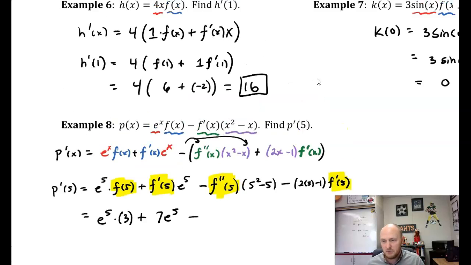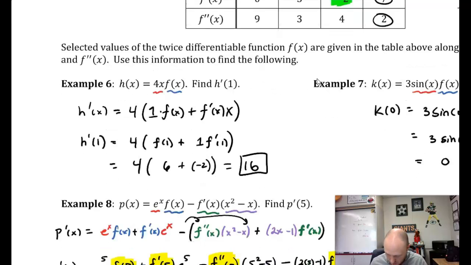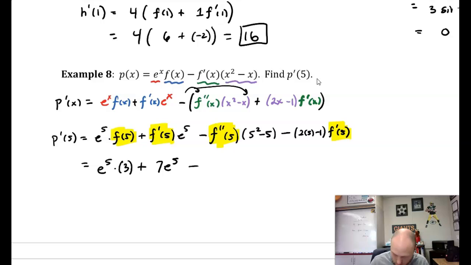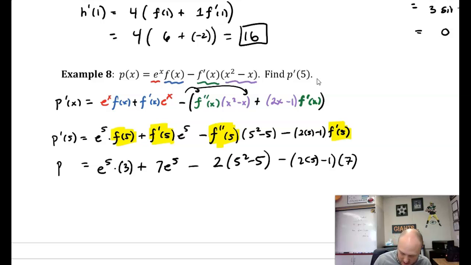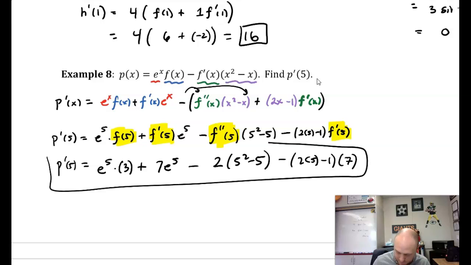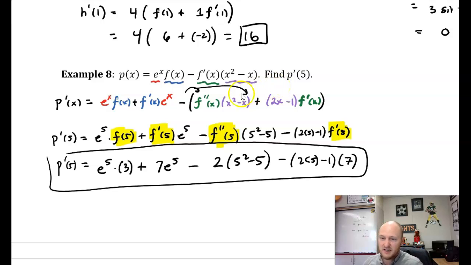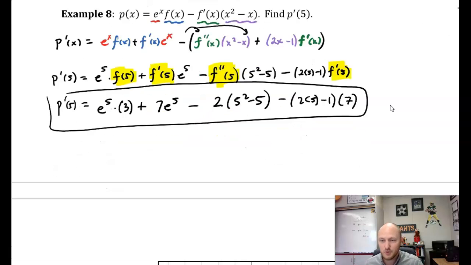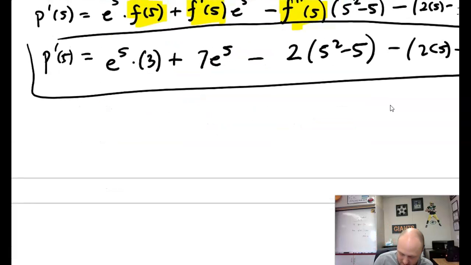Minus f double prime of 5, that's 2. That's 2 times 5 squared minus 5. Minus 2 times 5 minus 1. F prime of 5, which again we said was 7. So there's your answer. If this is an FRQ, stop. Do not simplify. Do not simplify. You may or may not make a mistake, and if you make a mistake, you're going to lose the points. So stop. If you don't have to simplify, don't simplify. That being said, what if this is a multiple choice? We want to go ahead and simplify this.